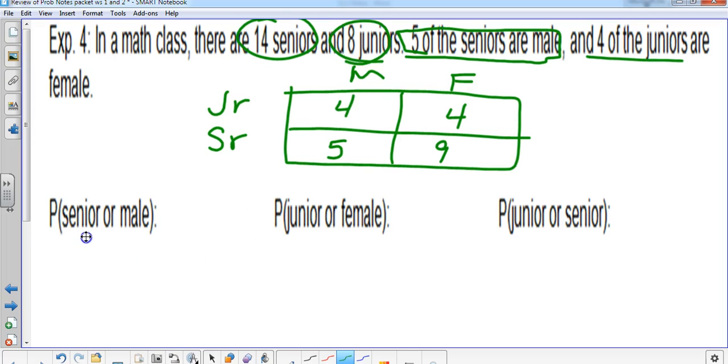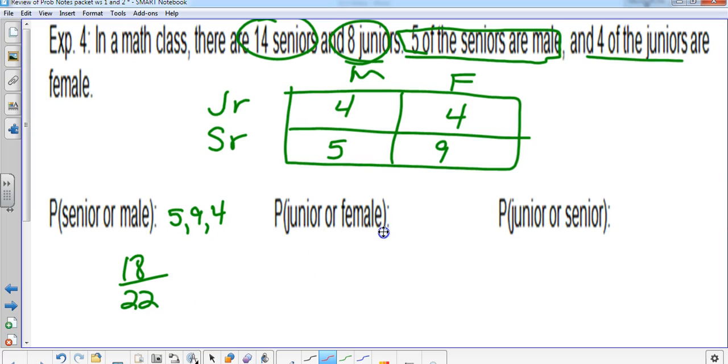So what's the chance we get a senior or a male? What are the numbers that count? Seniors are 5 and 9, and all males we got to count, so we also got to count these 4 juniors, right? You see what I'm saying? We're talking about all of these people work as winners if we want a senior or a male. So that's 18 out of 22. Did I do that right, guys? You would be expected to reduce. I'm not going to bother.